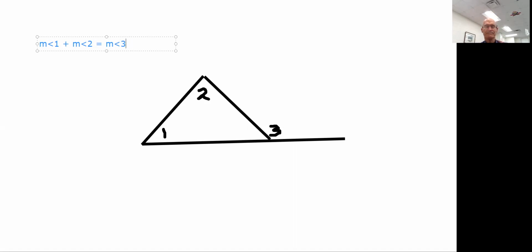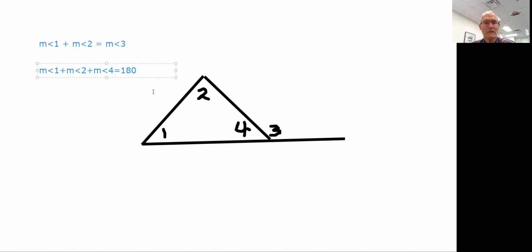Now, you can prove this by basically saying, okay, if we come down here and add angle 4 here in the triangle, then we go back to what the 180 theorem says for the triangle. The 180 theorem says the measure of angle 1 plus the measure of angle 2 plus the measure of angle 4 is equal to 180 degrees. That's the first theorem that we got today.